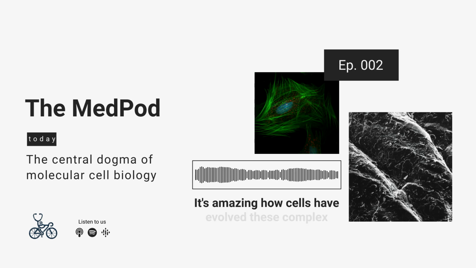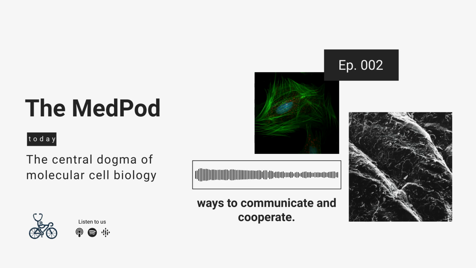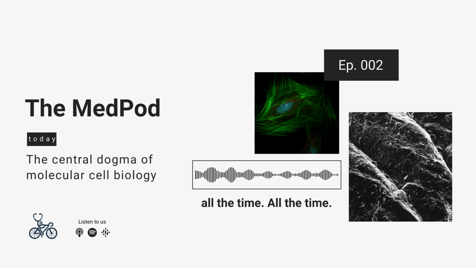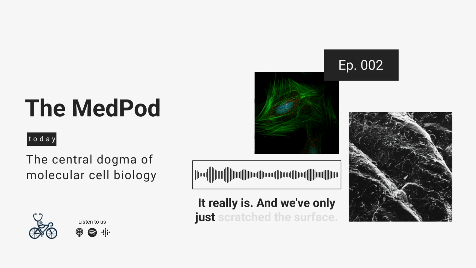It's amazing how cells have evolved these complex ways to communicate and cooperate. It is. It's like a perfectly orchestrated symphony. It really is. And all of this is happening in every cell of our bodies. All the time. Mind-blowing. It really is. And we've only just scratched the surface.